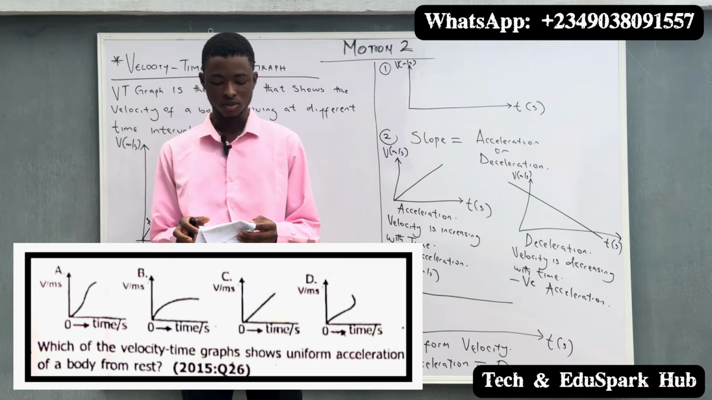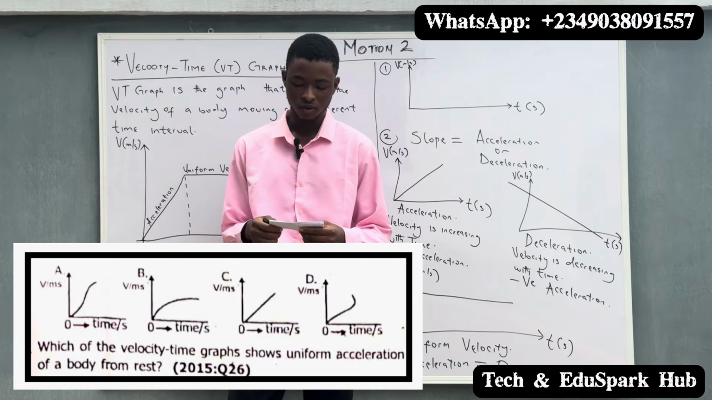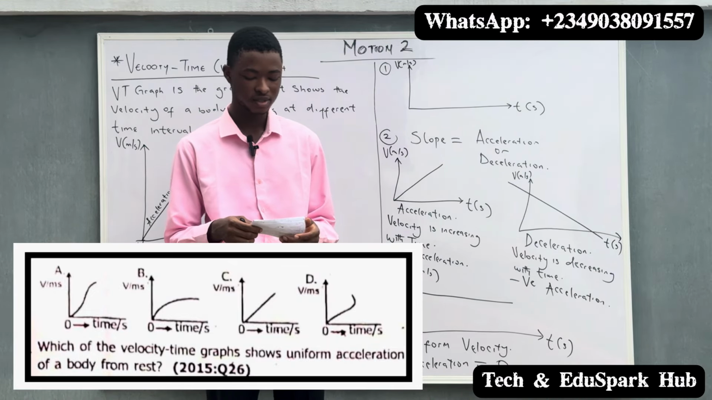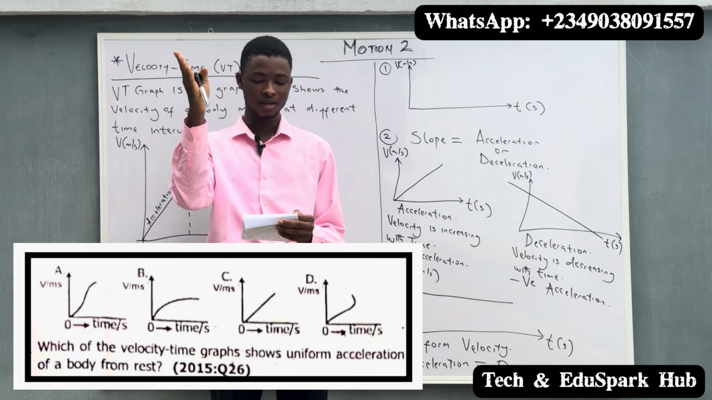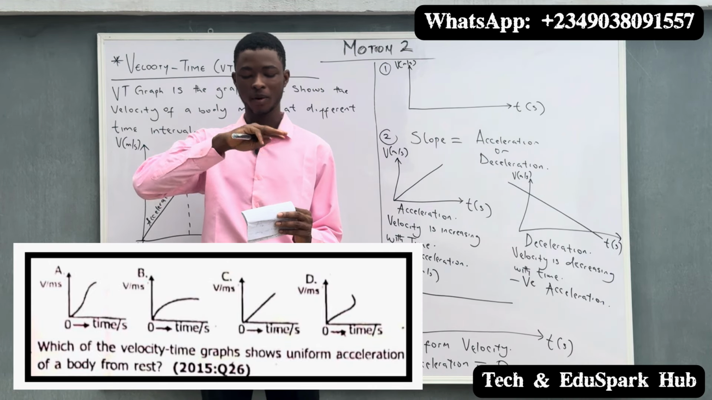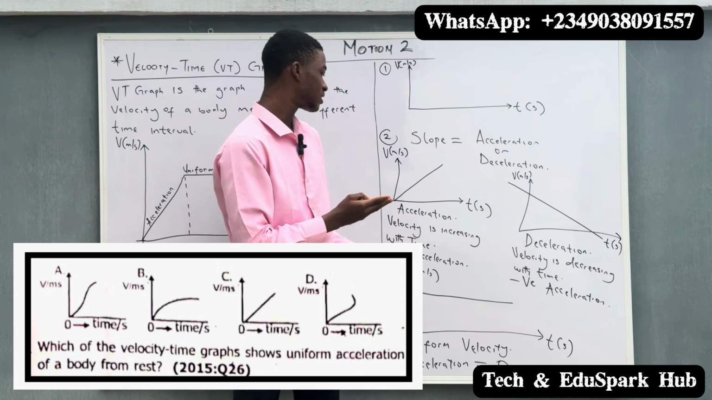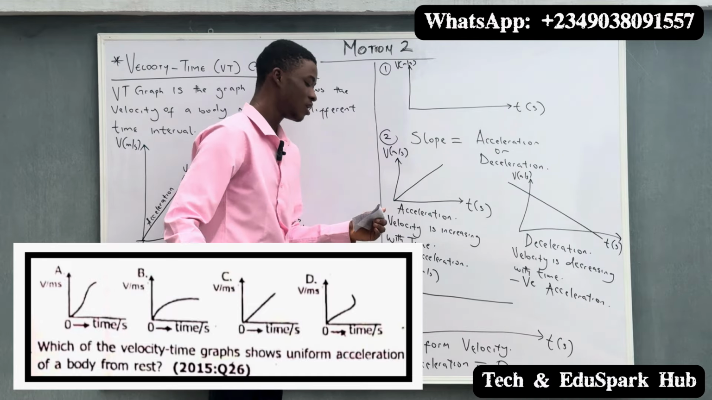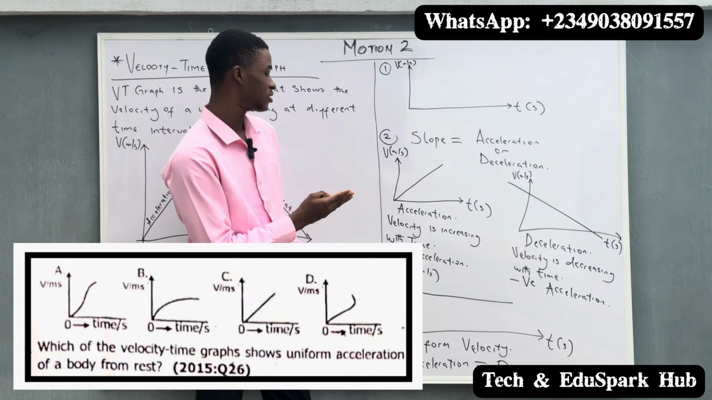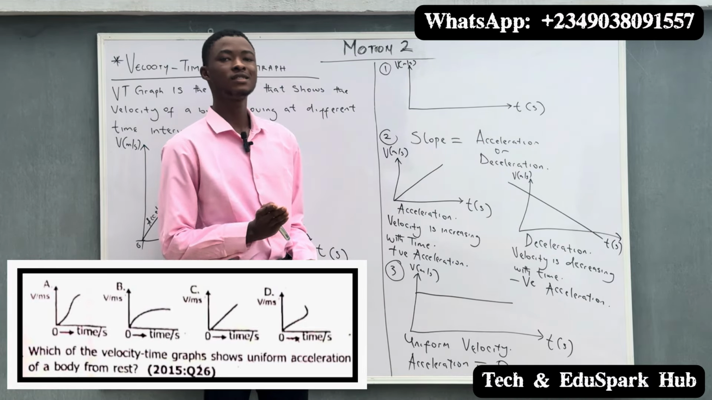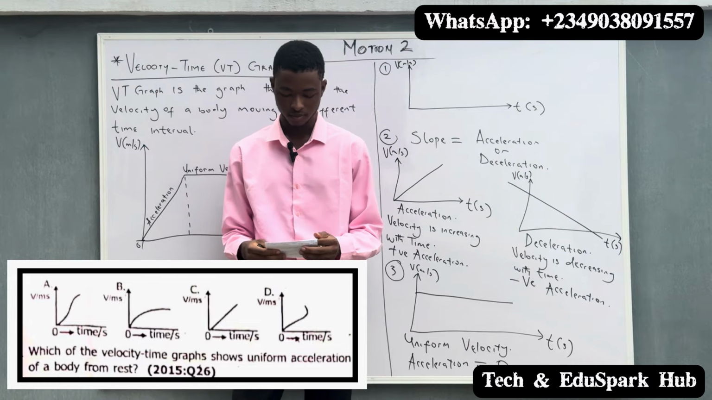And moving to the second question, the question says, which of the velocity time graphs shows a uniform acceleration of a body from rest? Option A is just a sigmoid line, while option B looks like a parabola. And we have option C, which is a straight line slant graph. So it is starting from rest. So the one that represents a uniform acceleration is option C. So option C is representing a uniform acceleration. So this will be all on the second example.